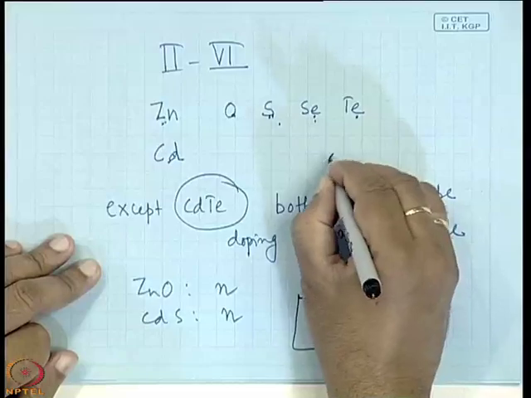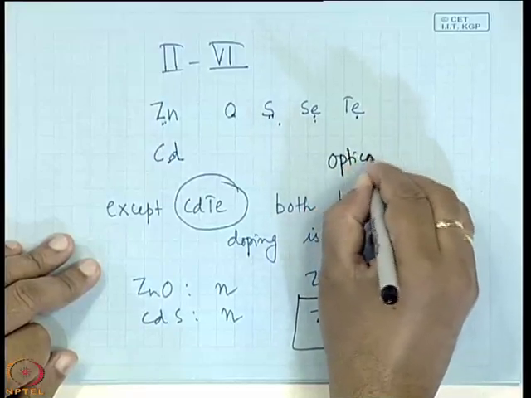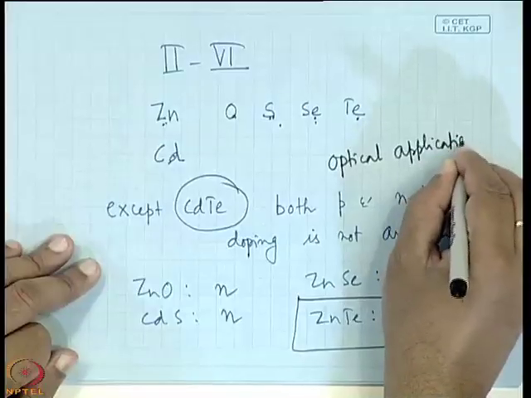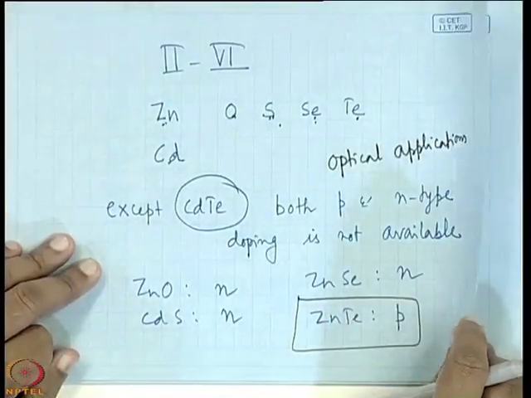There are several problems people have been trying to solve. So, these are the major problems associated with the 2,6 compounds. But these 2,6 compounds are widely used, particularly in optical applications. And what are the applications?